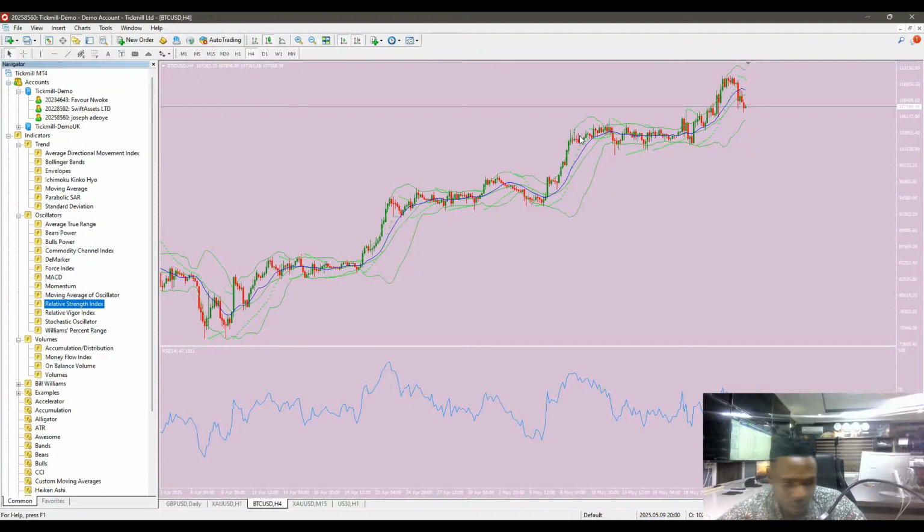Okay, now look at this place. Now I want to talk about divergence. You can see price is moving up here, right? It moved up here, it moved up here. But when you come to RSI, it is moving down. This is what is called divergence. Price moving up, then the oscillator moving down. That's called divergence.